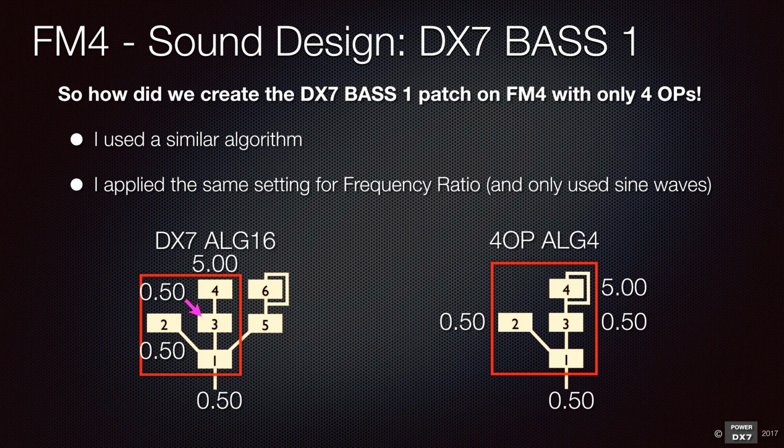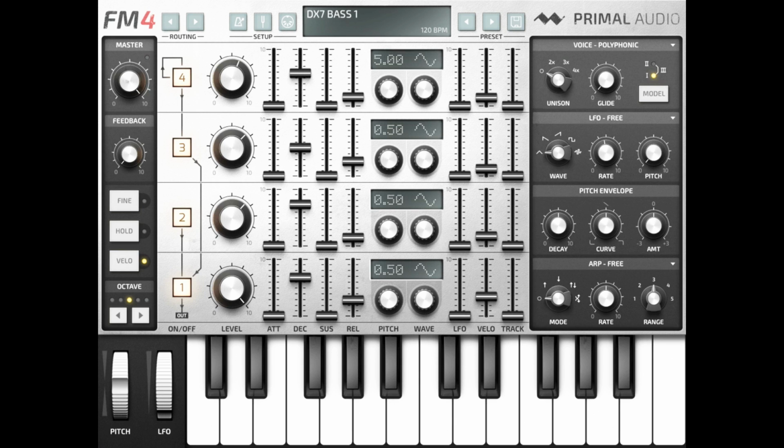Also, I applied the same pitch or frequency ratio settings to FM4. So, operator 1 is 0.50, operator 2 is 0.50, operator 3 is 0.50, and operator 4 is 5.00. With minor adjustments to envelopes and levels, you get a close emulation of the DX7 Bass 1 patch. Now, let's look at parameters on the left.